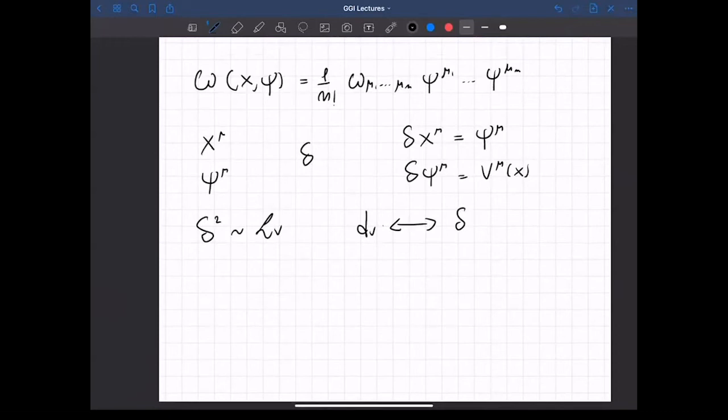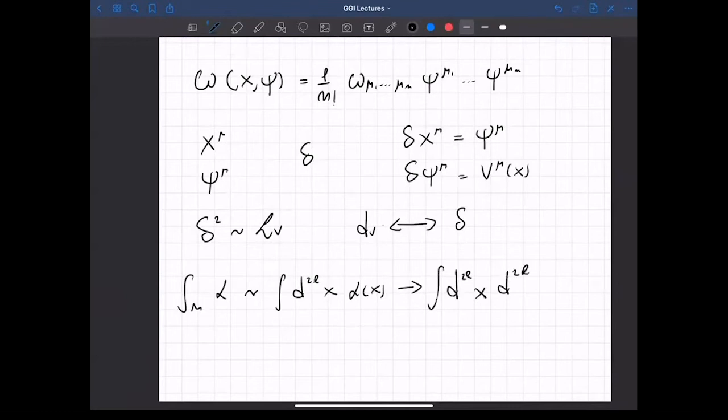So now I have to define the integration. Again, this is something like the integral of d^12 x alpha of x and a function here. So here I claim that this can be written in this way.